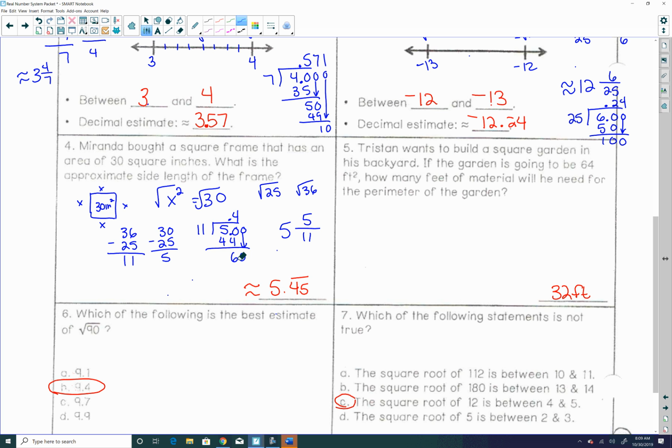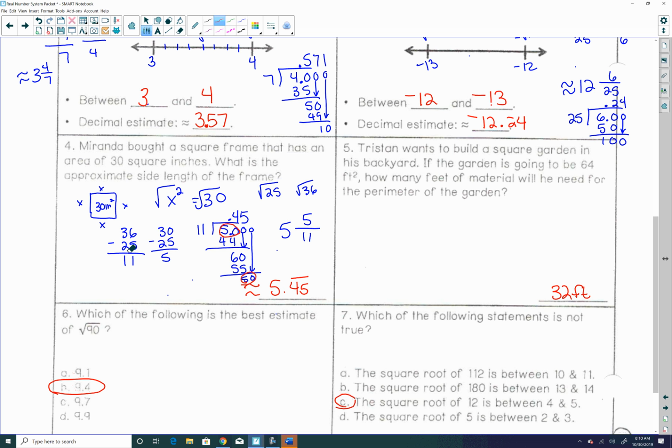11 goes into 60. That'll be 5 times. That's 55. What's left over is 5, and I can see my loop right here because this number and this number are the same, so it's just going to be 4, 5, 4, 5, 4, 5. It's going to be a loop that goes on. That's why I'm putting that bar over my answer, 5.45 repeating.